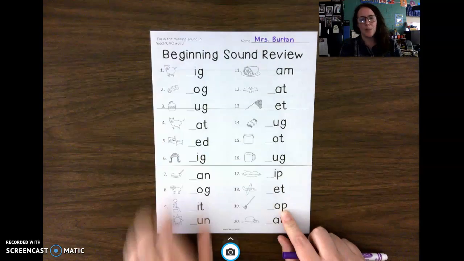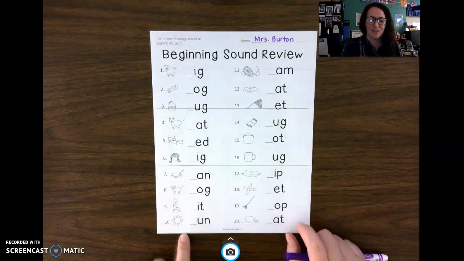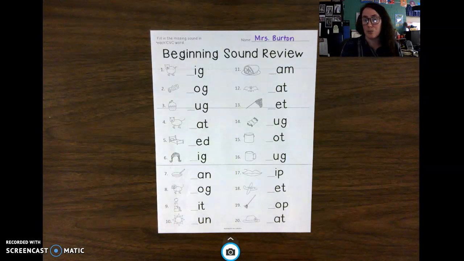That's like when a thing goes up and down like this. This is a column. We're going to do the first column, the first 10 together, and then you're going to do the other side, the second column, on your own for some extra practice, okay? So be getting your name on this, and it says to fill in the missing sound in each word.